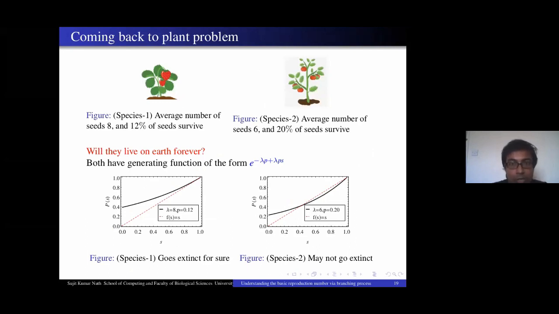Okay, so now let me come to the plant example again. What I started asking: there are two species of plants. These produced an average of 8 seeds, and among them 12% survived. And this plant produced an average of 6 seeds, but 20% of them survived. Now we asked whether both of them will live on the earth forever, or one of them will go extinct or not.